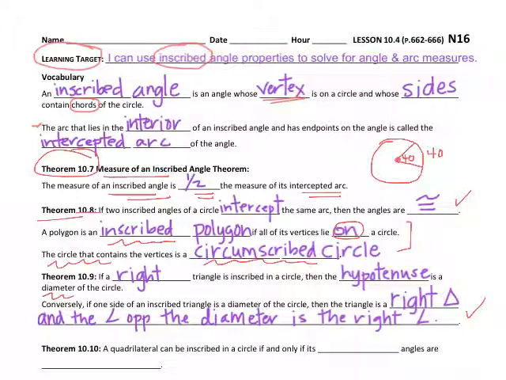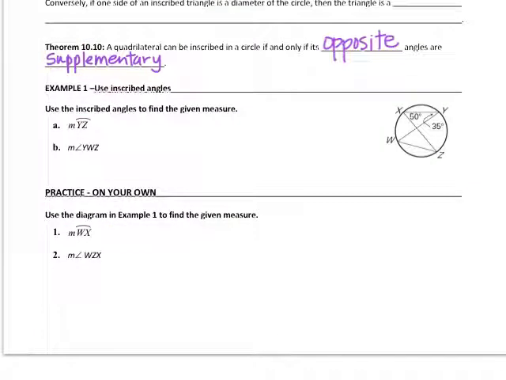Okay, we have one more theorem to take a look at. The last theorem is 10.10. A quadrilateral can be inscribed in a circle if and only if its opposite angles are supplementary. All right, so let's take a look at our first example.